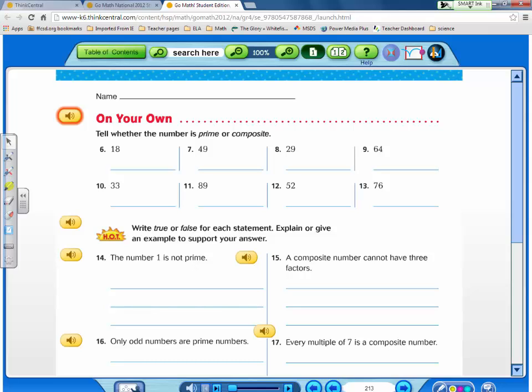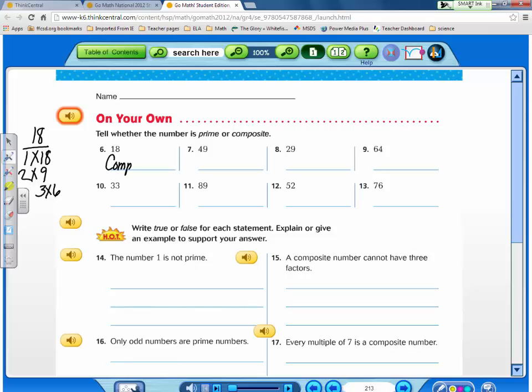The first way is we could make a factor tree like we've been working on. We would take a look at the number 18 and make a little factor tree for 18. We would do 1 times 18, 2 times 9, and 3 times 6. And you can see that this has 2, 4, 6 factors, so we would consider that composite.